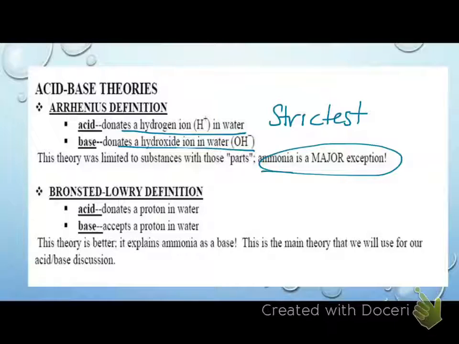Okay. So the Bronsted-Lowry definition is going to be the most common definition that we'll use, and it's the one that we deal with the most. It's the one that says that the acid donates the proton and the base accepts the proton. This theory is better. It explains ammonia as a base, which we clearly know that it is, and it's the main theory that we're going to use for our acid-base discussion.